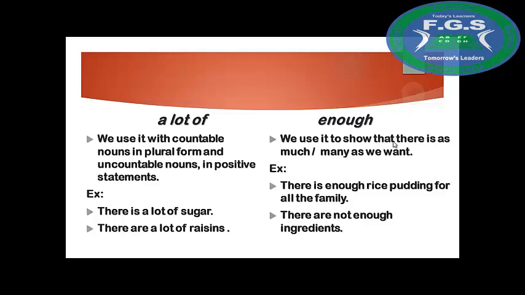With positive and negative. There is enough rice pudding for all the family. There is enough meat for all the family. There aren't enough ingredients. There aren't enough eggs. There aren't enough apples. So, you got it? I hope you got it.